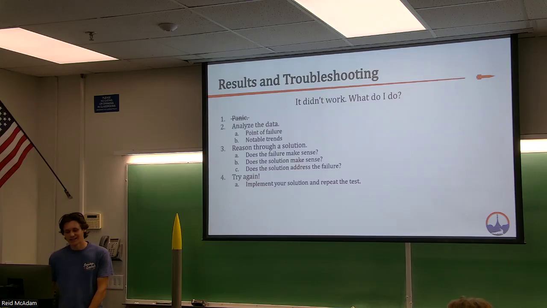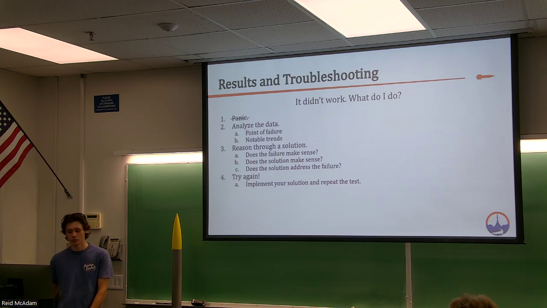Step two is analyze the data. So we'll look at the point of failure. Like materials testing, we'll look at how much force or stress it took to fracture this material, or maybe for a parachute test, right before it hits the ground, we could look at its velocity at the ground and see, oh, that velocity is a little bit too high.